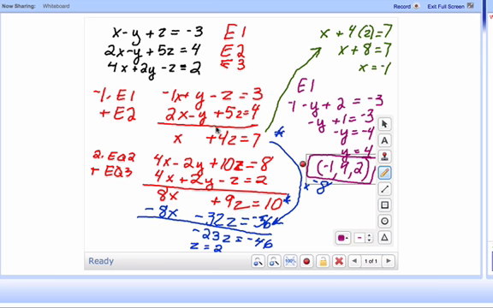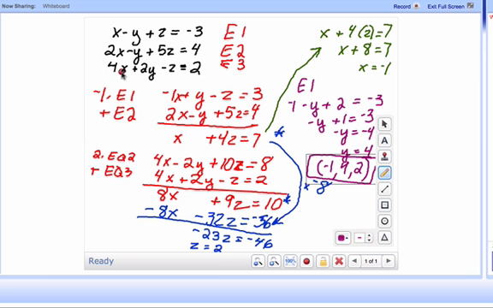Okay, now you can always double check to make sure that this is the correct solution by replacing x, y, and z into one of the other equations, not the last one you used. So we're not going to use equation 1 because we used it to solve for the last variable. So if you want to make sure that you didn't make mistakes and you have the right answer, just pick one of the other 2.